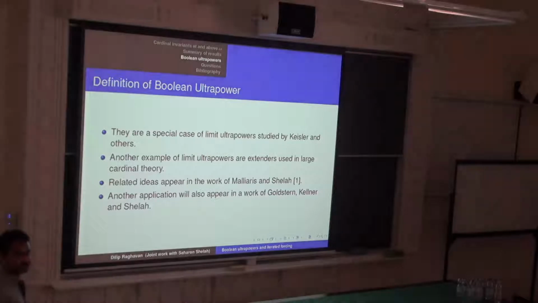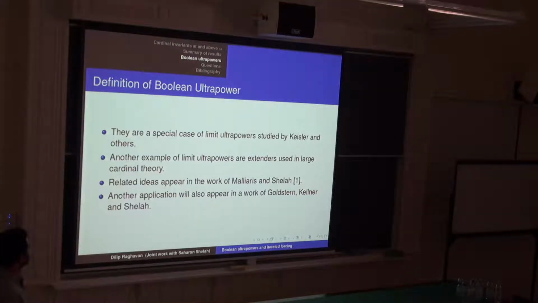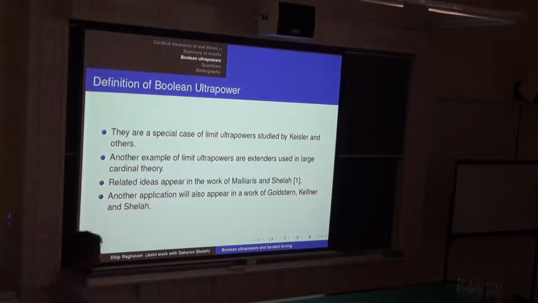Any other questions? All right. So now I'm going to try to sort of explain the definitions that go into these proofs, and some of the lemmas that you need.